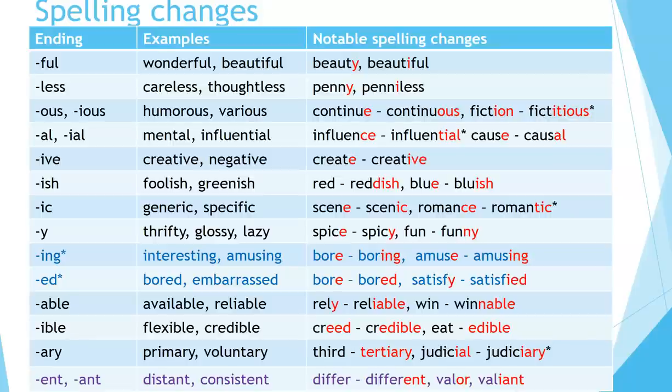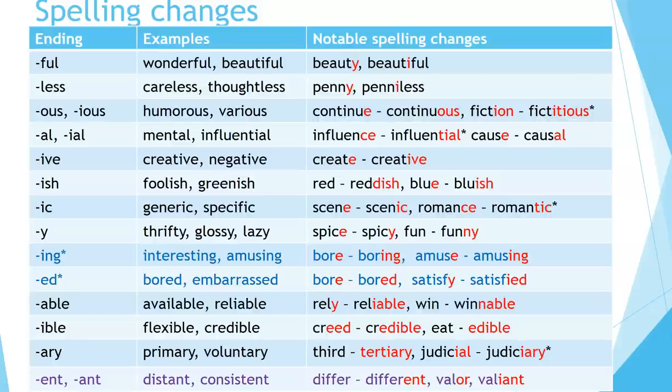IC: generic, specific, scene. Drop the final E, scenic. Romance, romantic. This is kind of like influence, where the final CE is changed to T before adding the IC ending. Romance, romantic. We also have a shift in the stress pattern. Romance, the first syllable is emphasized. Romantic, the second syllable is emphasized.